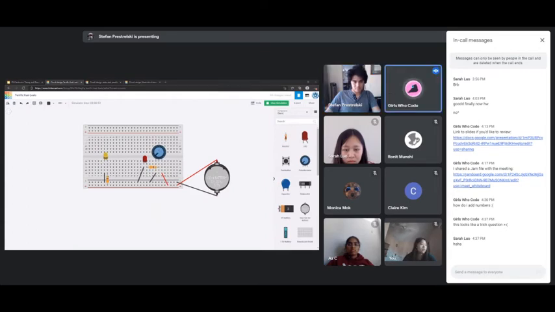If you want to, feel free to follow along in your own Tinkercad circuit.